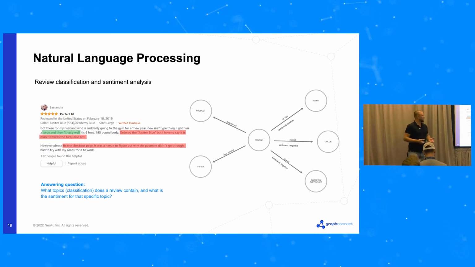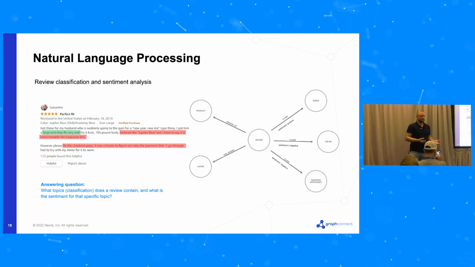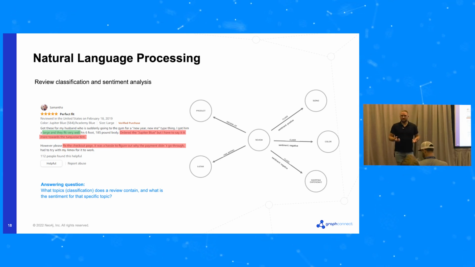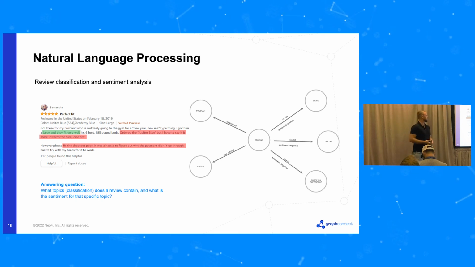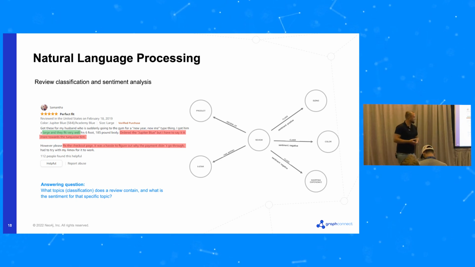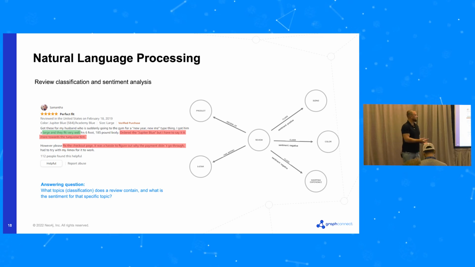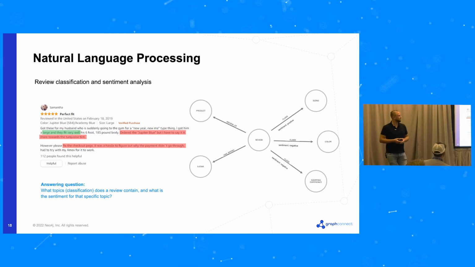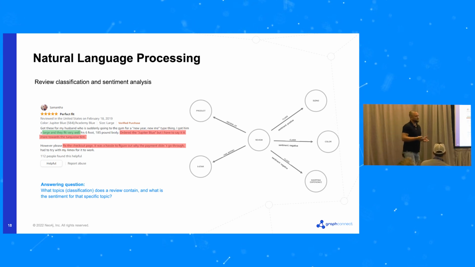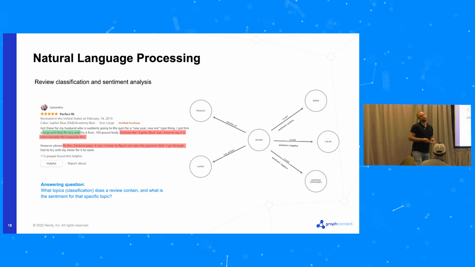All of a sudden, we have 3 classes for one review with 2 different sentiments. All of it, we're starting to drill down into the really interesting thing. Now we can answer questions like, what topics does a review contain and what's the sentiment for each specific topic? And then we come to the thing that I think is super interesting.